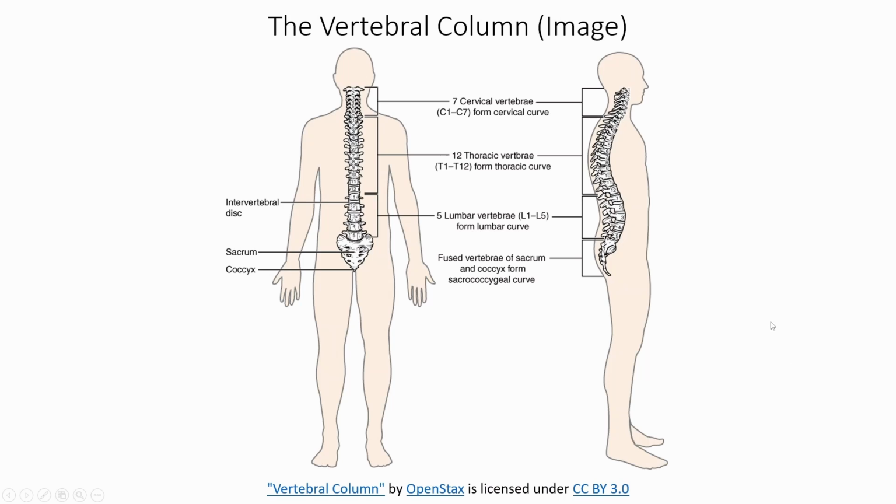We're going to talk about some of the regions here. So we have cervical, thoracic, lumbar vertebra, and then down at the sacrum and the coccyx, these are vertebrae that have been fused together. We'll get into detail when we get to those, but let's talk about the three main regions first, which is cervical, thoracic, and lumbar.